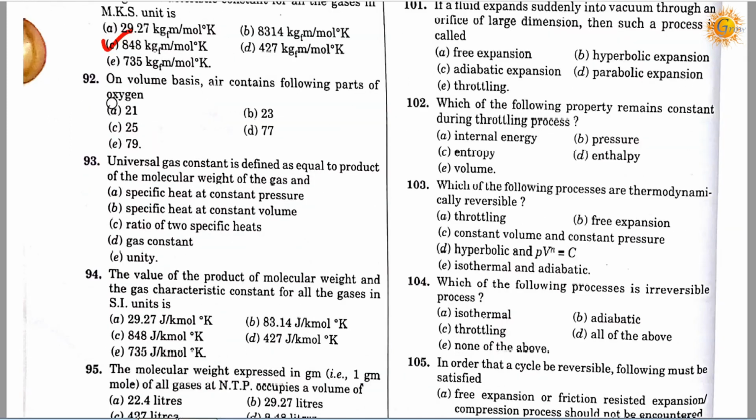Question number 92. On volume basis, air contains following parts of oxygen. Option A 21, option B 23, option C 25, option D 77, option E is 79. So the correct answer is A. It will be 21 on the basis of volume.